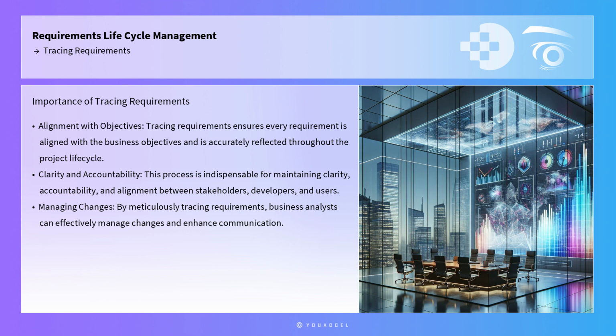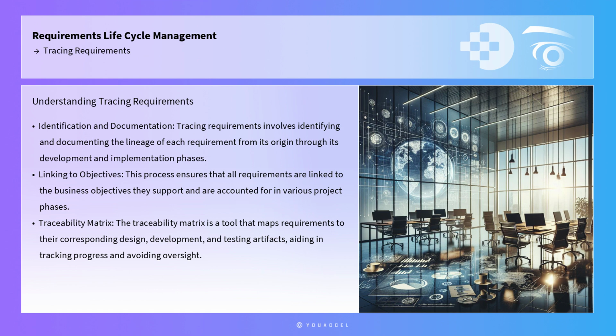needs. Tracing requirements involves identifying and documenting the lineage of each requirement from its origin through its development and implementation phases. This process ensures that all requirements are linked to the business objectives they support and that each requirement is accounted for in the design, development, and testing phases. The traceability matrix is one of the most effective tools for achieving this. It is a document or spreadsheet that maps requirements to their corresponding design, development, and testing artifacts. This matrix allows project managers and business analysts to track the progress of requirements and ensure that nothing is overlooked.